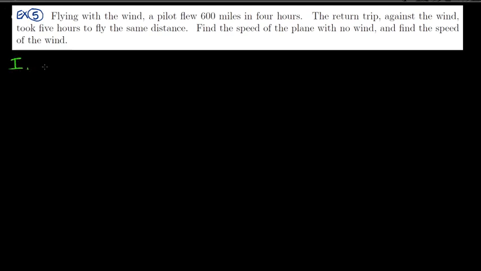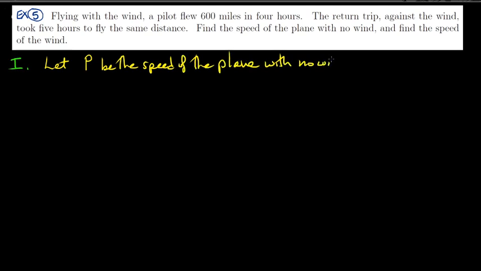So step 1, what are we looking for? Find the speed of the plane with no wind. So let P be the speed of the plane with no wind. So on a calm day, I mean, there's always some wind, but let's say it's very calm. There's almost no wind. And find the speed of the wind. So let W be the speed of the wind.